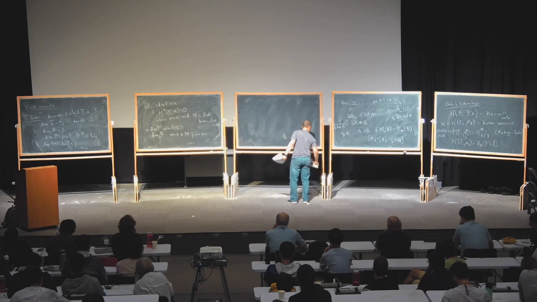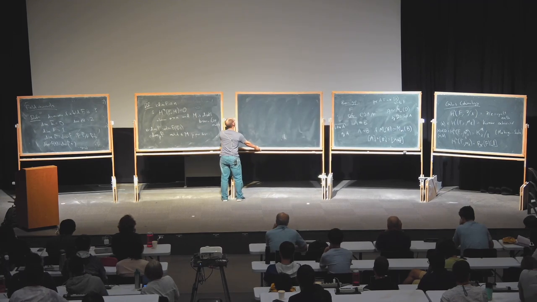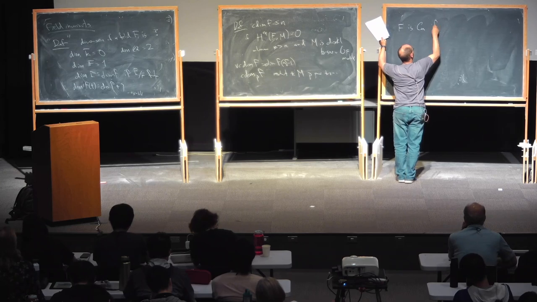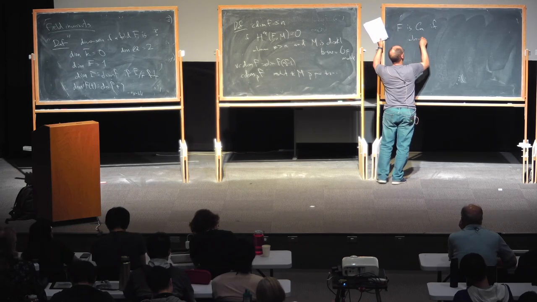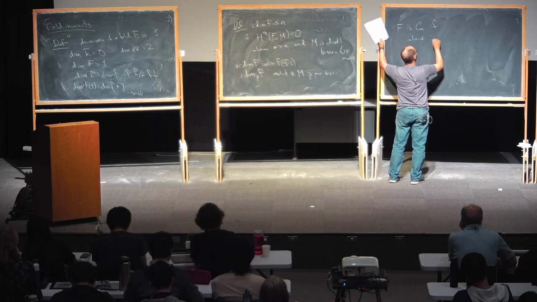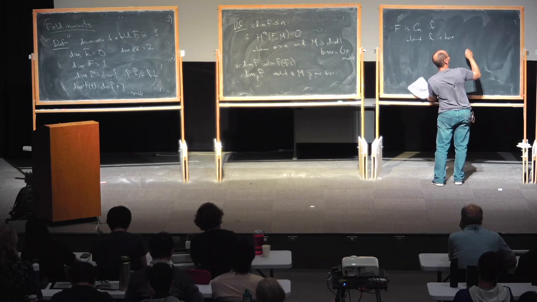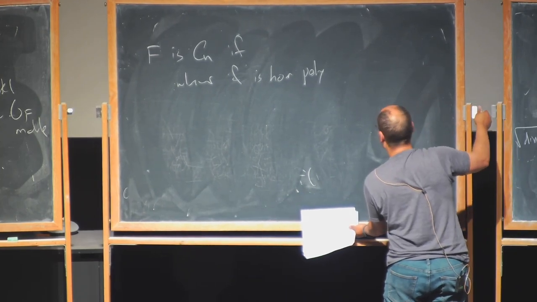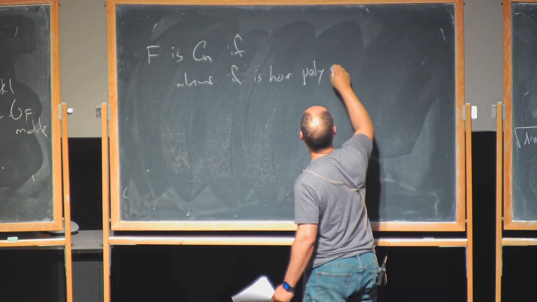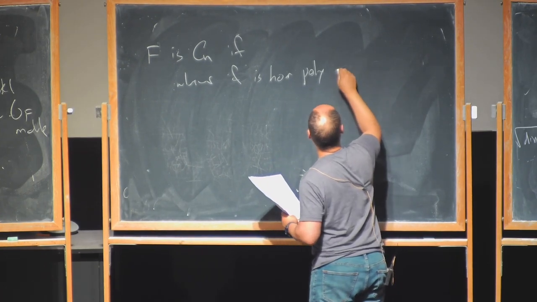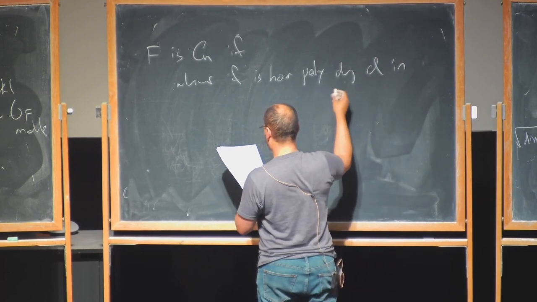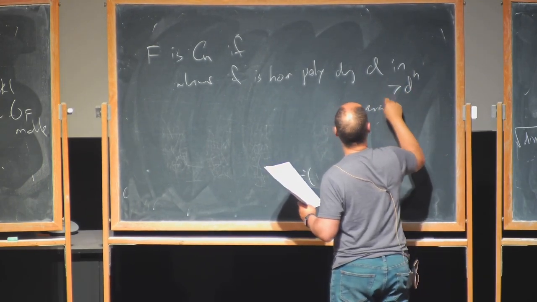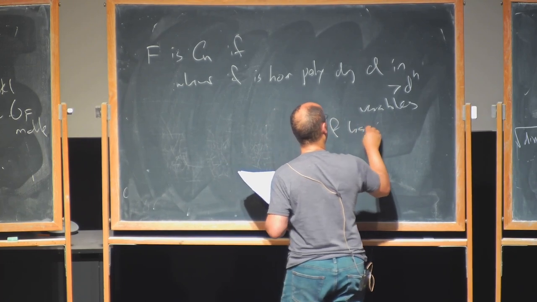Okay, so there's the cohomological dimension. There's also, we say that F has the C_n property whenever F, so homogeneous, is a homogeneous polynomial of degree d in more than d^n variables, then F has a non-trivial zero.